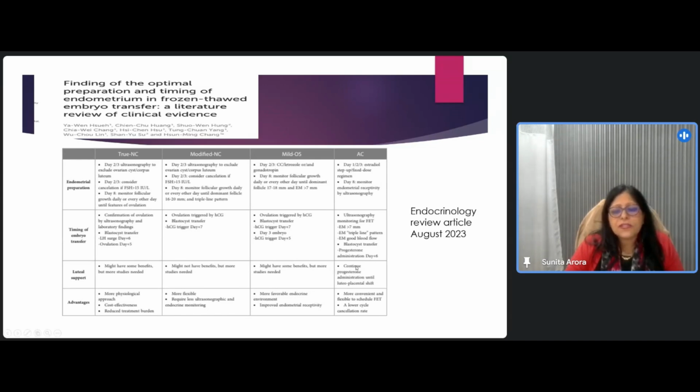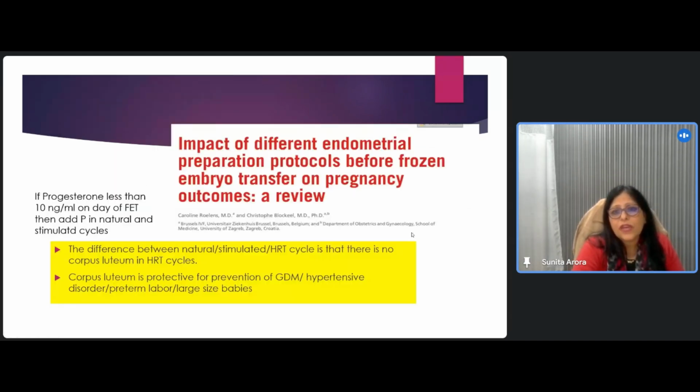Luteal support, all of us know we have suppressed the ovulation here in HRT cycle. So continue progesterone administration until luteoplacental shift. I practice giving it till 8 to 9 weeks of pregnancy. The advantage is it is more convenient and flexible to schedule FET, and lower cycle cancellation rates are there. So I hope now this is very, very clear what are the various ways to practice frozen embryo transfer cycle.